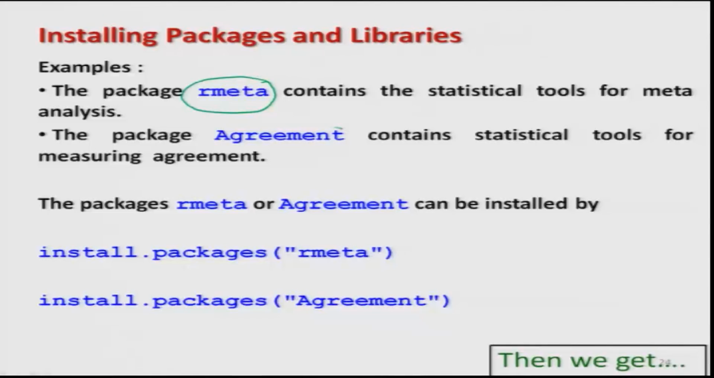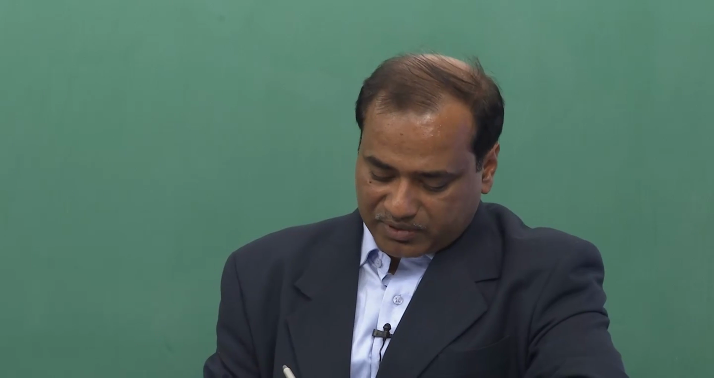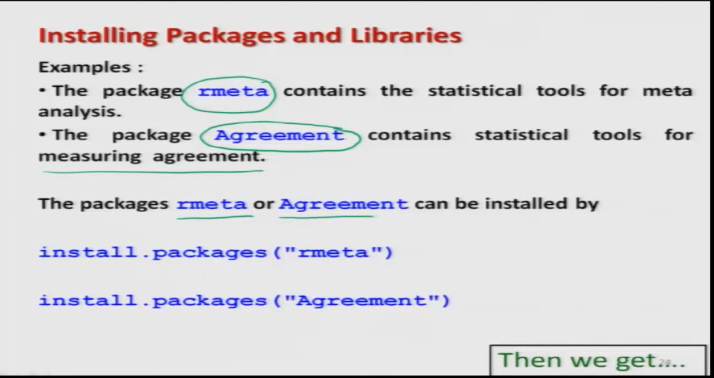Similarly, there is another package called agreement, and this package contains statistical tools for measuring agreement. This package also does not come as a part of the base software. So we need to install these two packages, one is Rmeta and another is agreement. Now we have these two packages that we want to install.